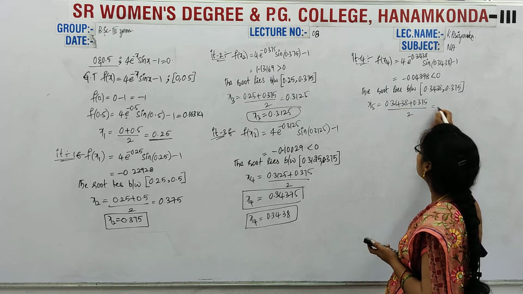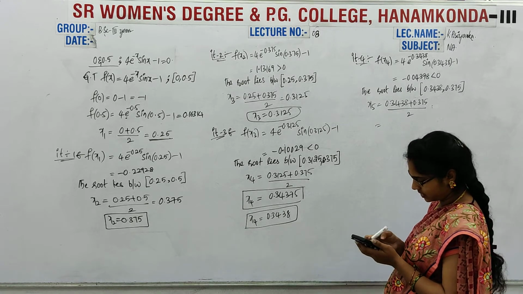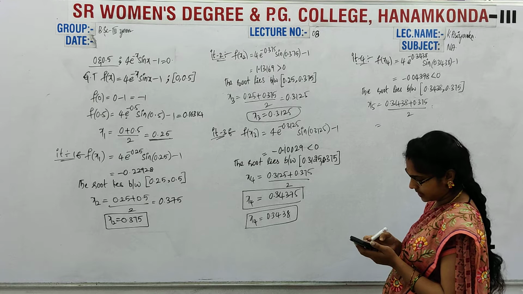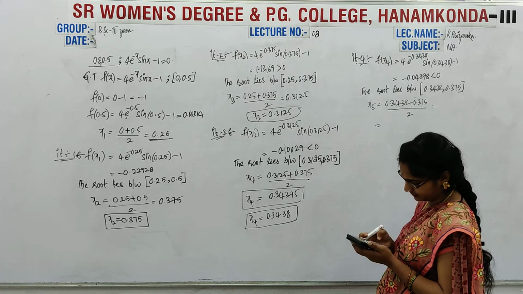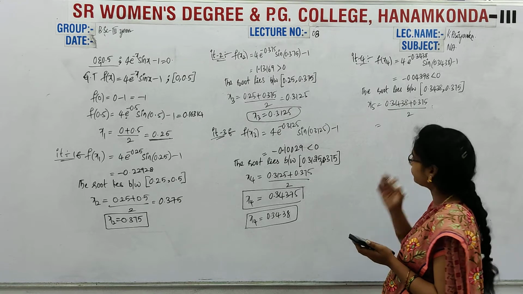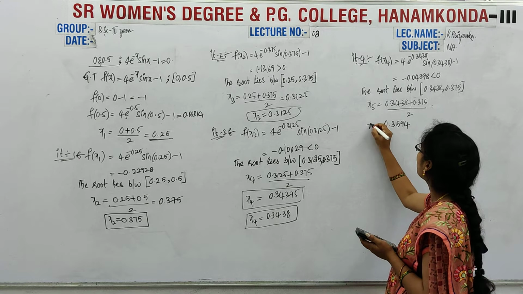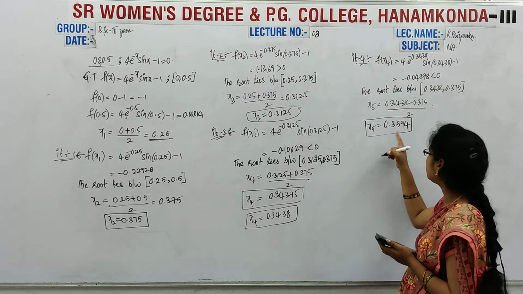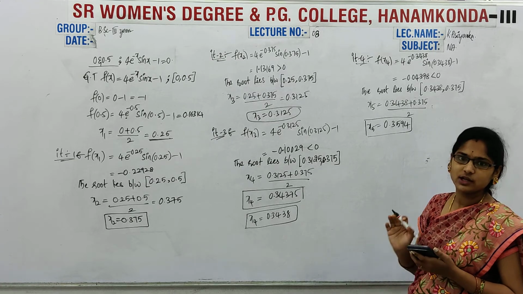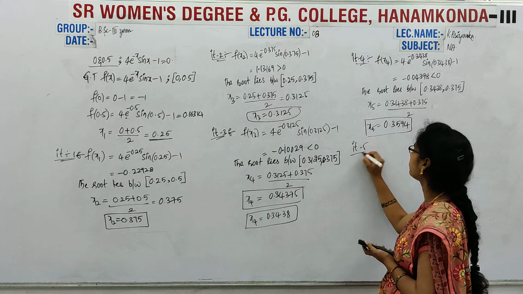Now x5 by 2. So now here what we get? 0.3438 plus 0.375 divided by 2. So now it is 0.3594 x5. Now observe x4 value 0.3435. So the near values we are getting. So again we have to go for the next iteration number 5.